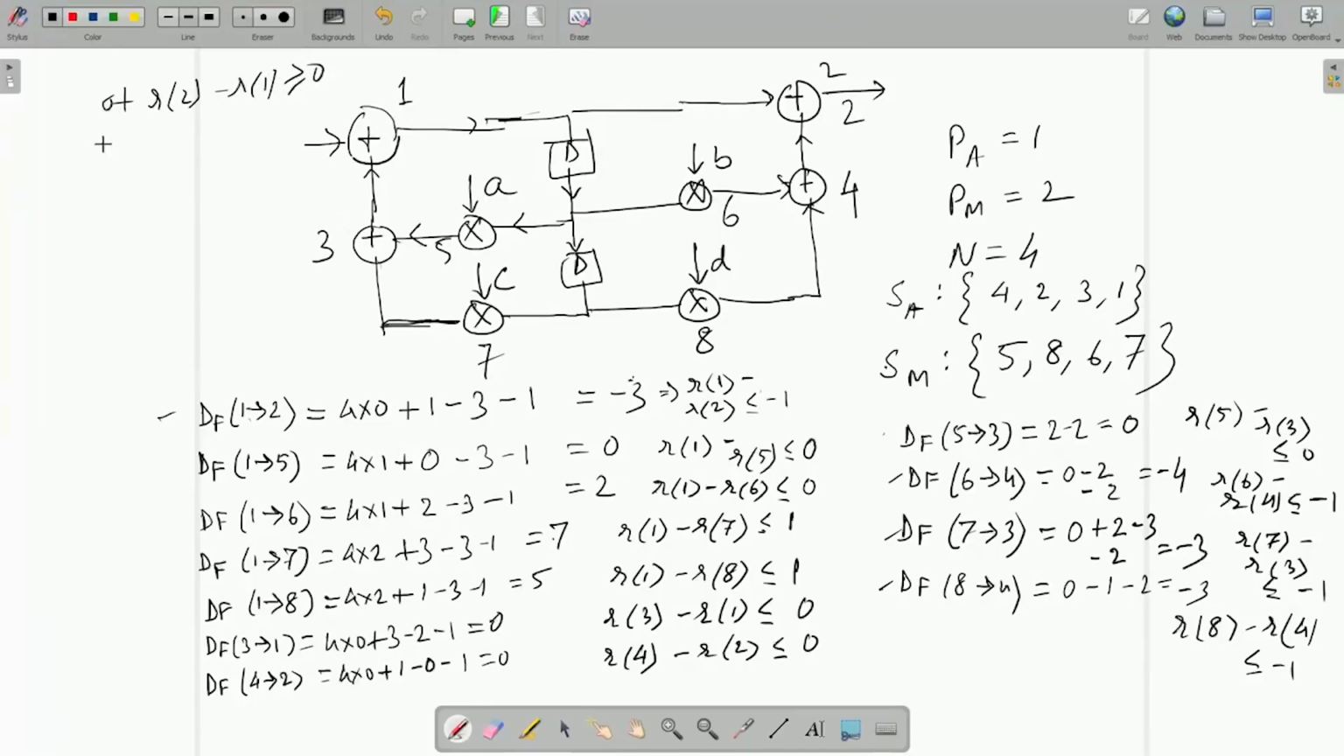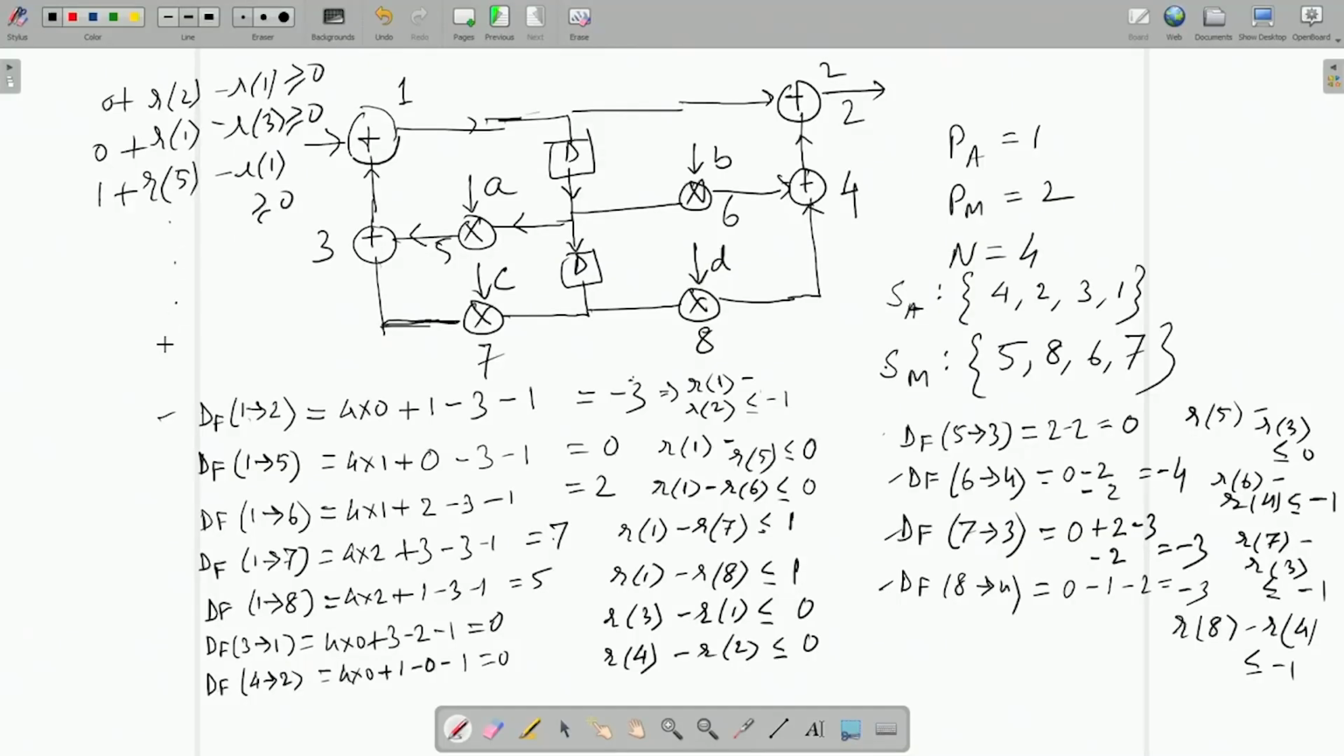So, between 3 and 1, 0 delay, plus r of 1, there is the destination, minus r of 3 greater than or equal to 0, so on and so forth. 1 to 5 is 0 plus, not 0, here is 1 delay. So, 1 plus r of 5 minus r of 1 greater than or equal to 0, and so on. We know how to do that.